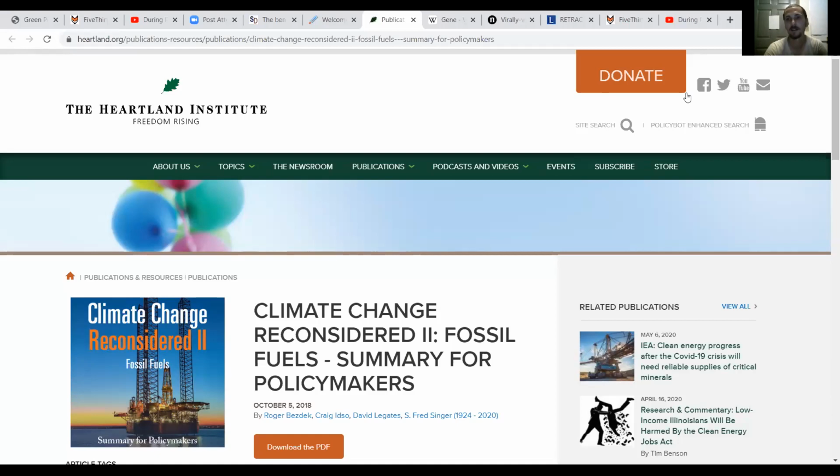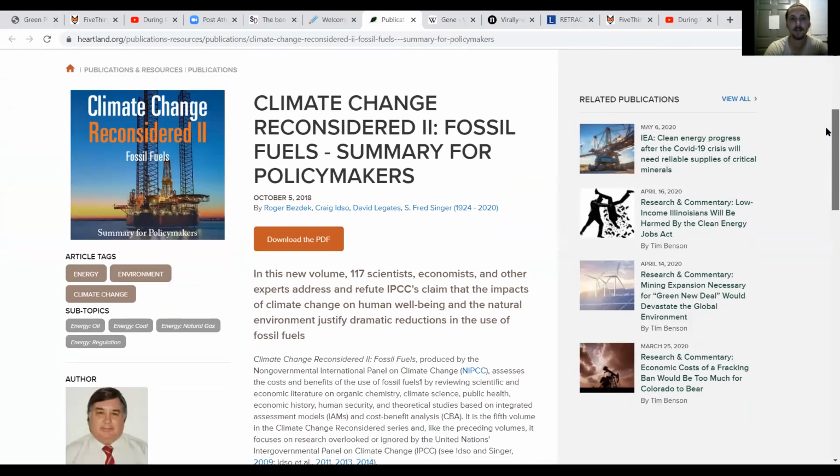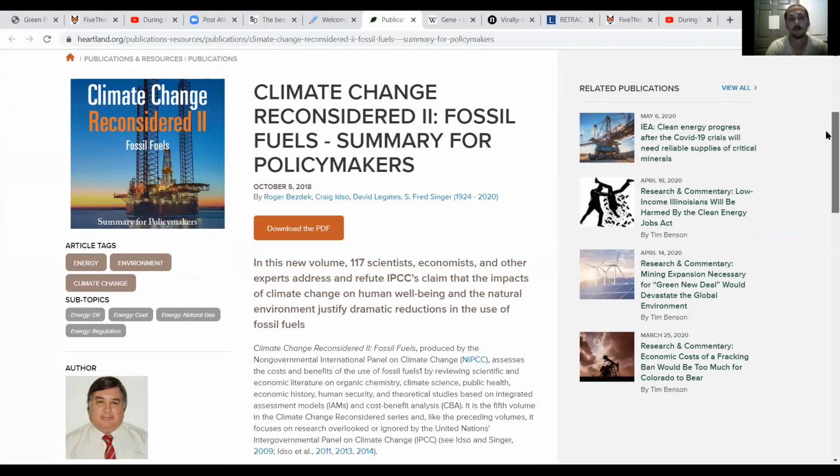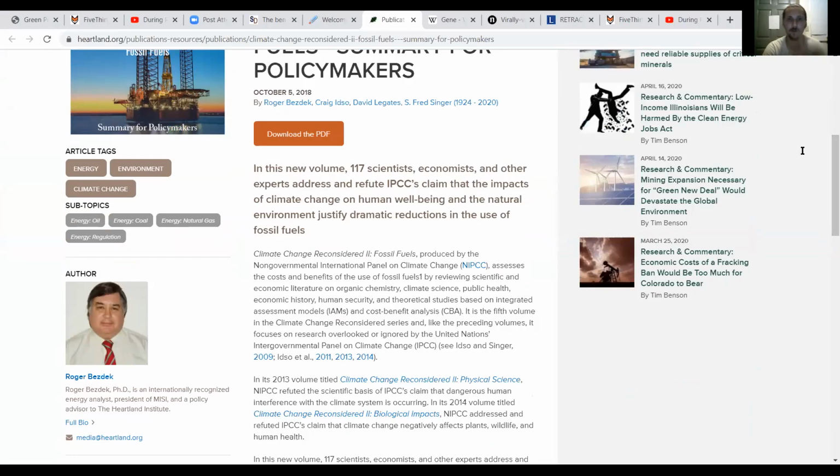They are a political think tank group working out of Washington. And among other projects, they have published this document, a large PDF, Climate Change Reconsidered, Fossil Fuels Under Policymakers. What is this thing? Well, they tell us right here in this intro. In this volume, a number of scientists and economists and other experts refute the International Panel on Climate Change's claim that the impacts of climate change on human well-being and the natural environment justify dramatic reduction in the use of fossil fuels.